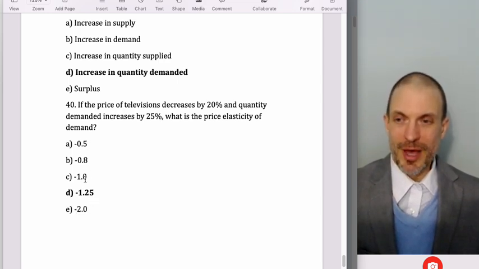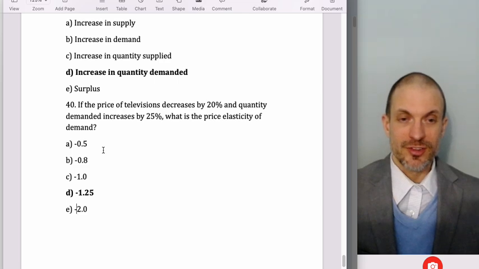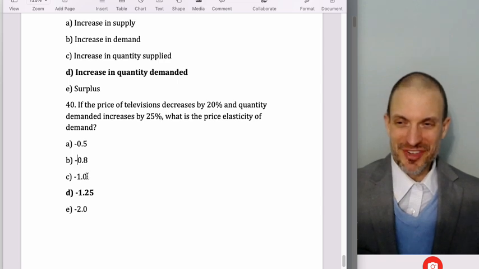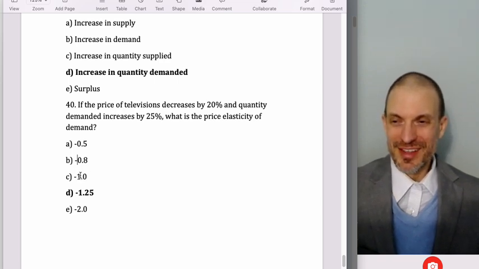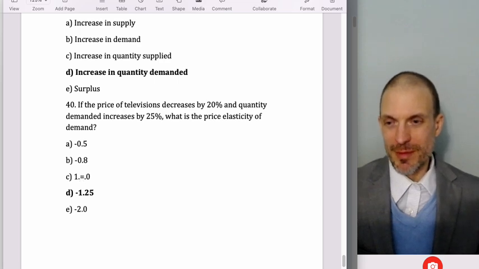I'll switch between negative and positive signs for income elasticity, because that matters, normal versus inferior, and for cross elasticity, because that matters, substitutes versus complements. I should mention, not all professors view this the same way. Some professors very well might give you one like this, 1.25, so maybe I better do it.